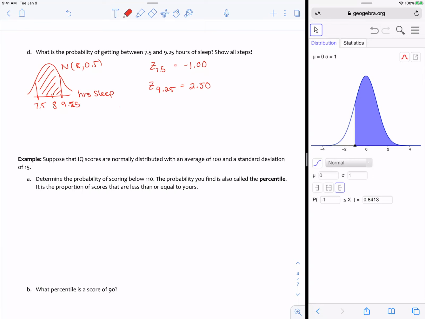So now I'm going to write my probability statement. So the probability that y lies between 7.5 and 9.25. This is done with the compound inequality, just like you normally would in a math class. Lowest value comes first. So we have 7.5, then we do our less than or equal to symbol, y less than or equal to, and then 9.25. In terms of z-scores, that is the probability that z is between negative 1.00 less than or equal to z less than or equal to 2.5. Okay, and then we go to GeoGebra to find this one.